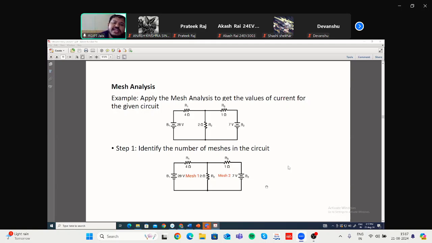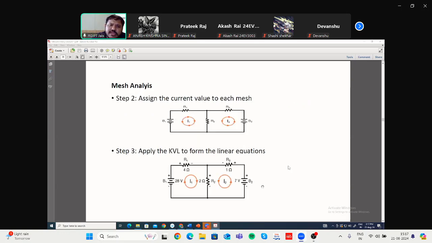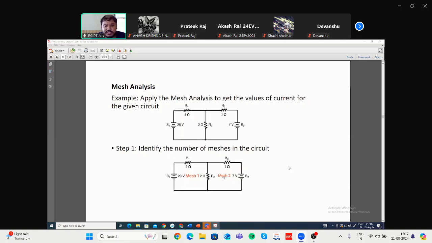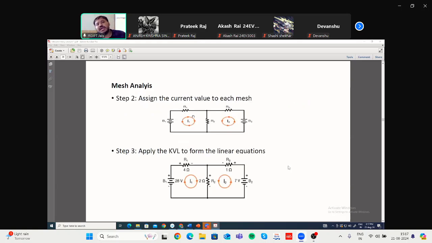Now the next step will be to assign an unknown current in the clockwise direction to each and every mesh. Here, we are assigning the current. Let us say this is mesh 1, as we have seen, and this is mesh 2. We are assigning a current I1 in mesh 1 and a current I2 in mesh 2. I1 and I2 we don't know, they are unknown. At the end, we will find the values of I1 and I2.